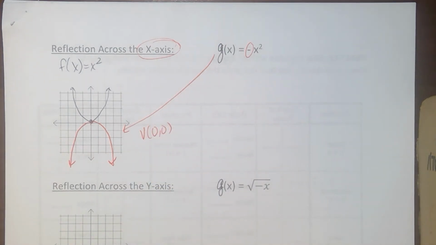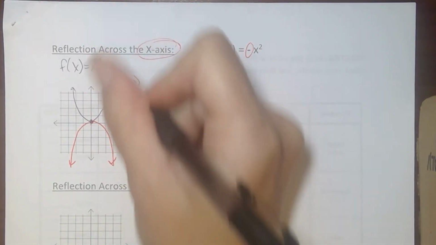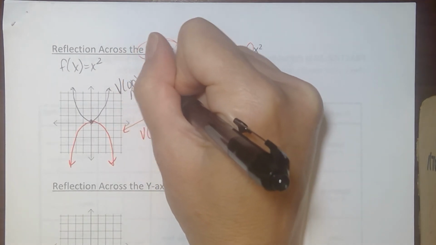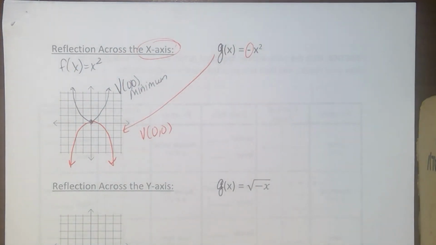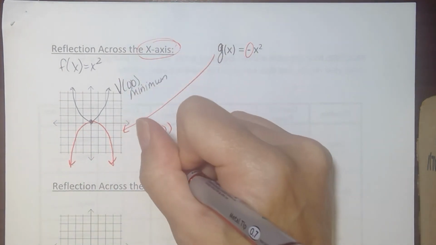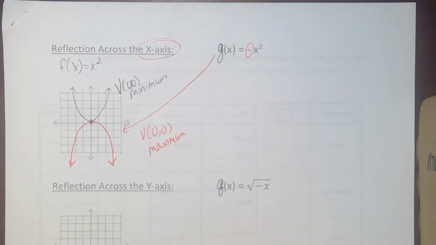But where my parent function had the vertex at the origin, and that was the lowest possible point of the function, so that was a minimum. For my transformed function, my reflected function, now that vertex is a maximum. It's a hill, not a valley. It's the highest possible point.